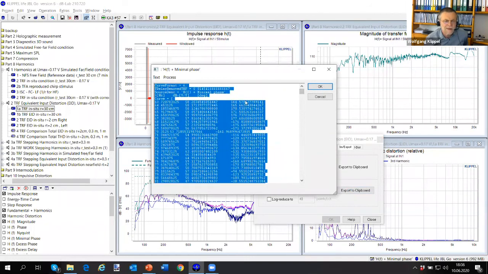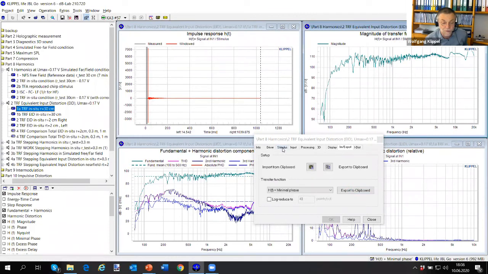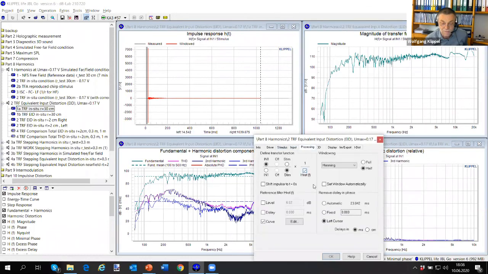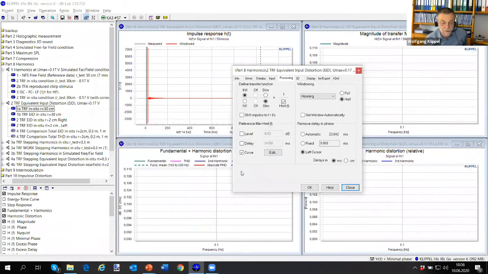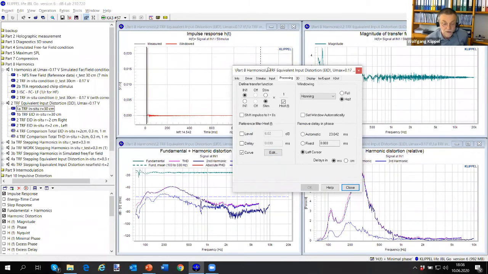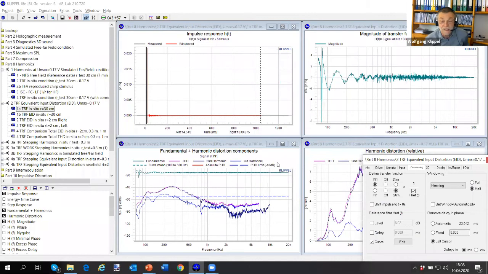Now, why minimal phase data? I would like to get rid of the time delay problems, so those are synthesized phases based on the amplitude response. But this is quite important. Why? If I'm using that here under processing as a pre-filter, I'm importing that from the clipboard. Then you see I'm virtually now at the input.